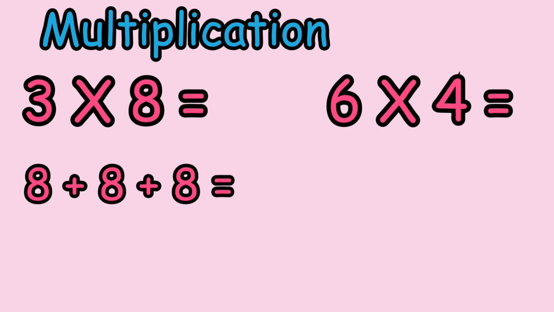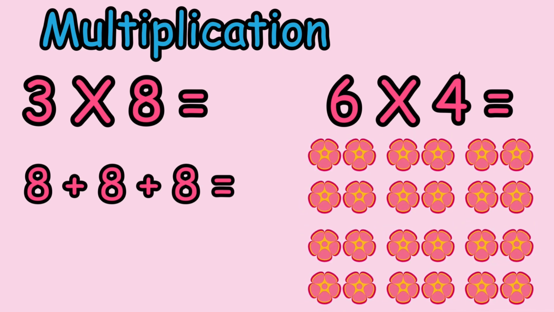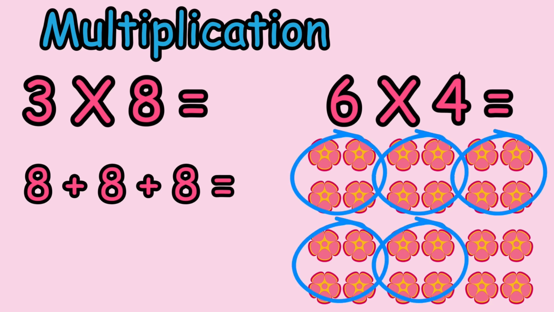In the first one, 3 times 8, we can add the number 8 3 times. And in the second one, we have 6 times 4, and we have some groups of flowers, which means that we have equal groups. Well, let's go deeper and think smarter so that we can know more about each of these strategies.